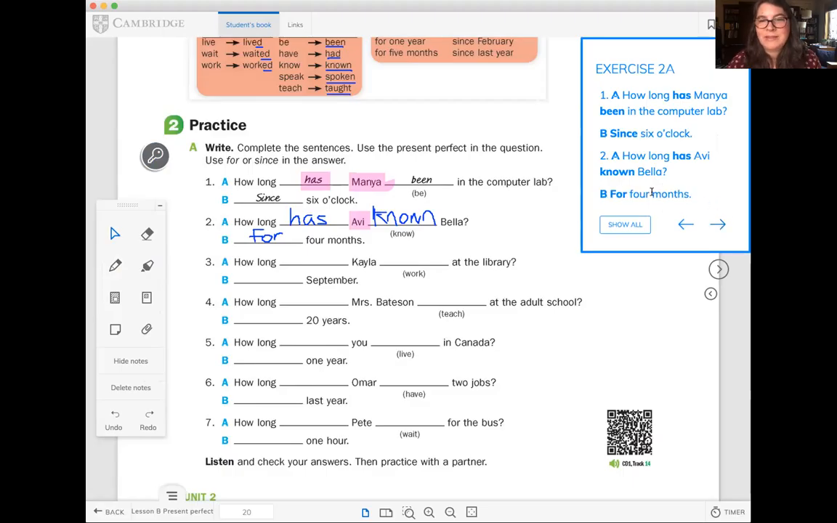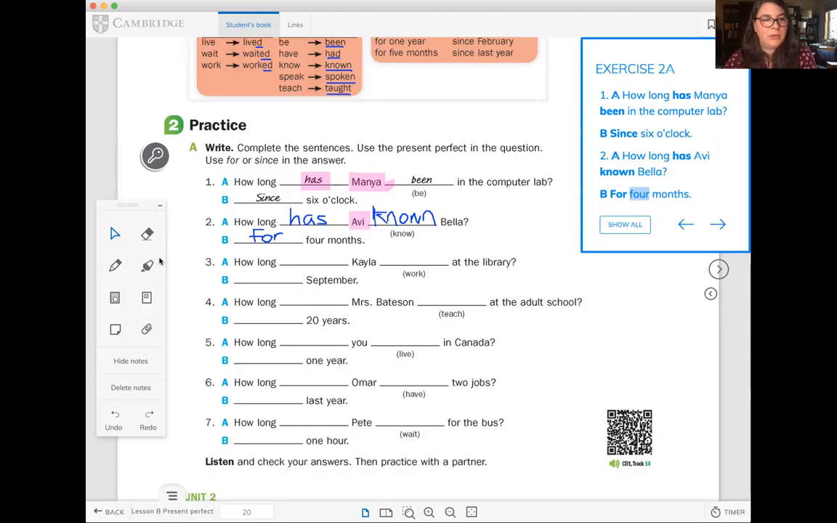How long has Avi known Bella? 4 months. And yes, these are pronounced the same, for and 4. But we say for 4 months. This is the most important for. It's the information. So for 4 months, for 4 months.